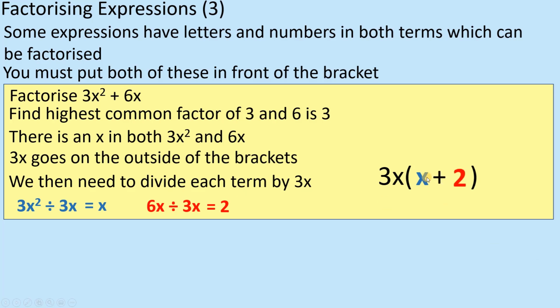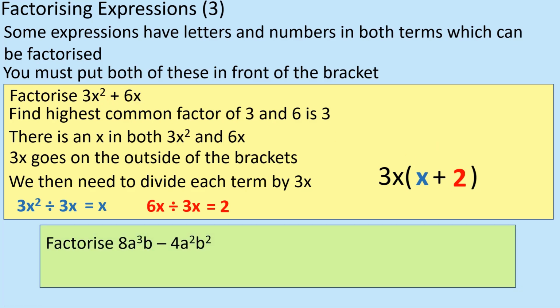All right. So let's just double check that. So 3x times x, 3x squared. And 3x times 2, which gives me 6x. This is what I started with. Good. Right then, so let's throw it all together and see where we are.